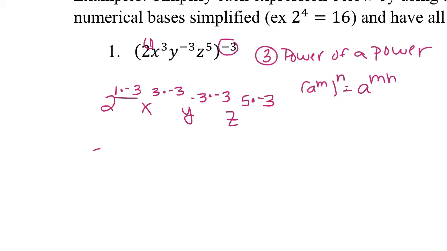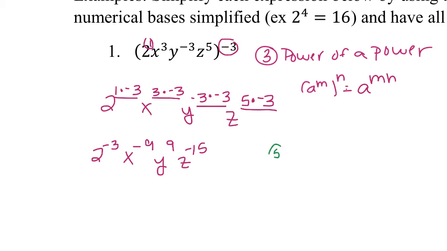1 times negative 3 makes negative 3. 3 times negative 3 makes negative 9. Negative 3 times negative 3 makes positive 9. 5 times negative 3 makes negative 15. So now that I've applied number 3, let's see what else I have. Well, it says that I have to have all positive exponents. So right now I have a bunch of negatives.